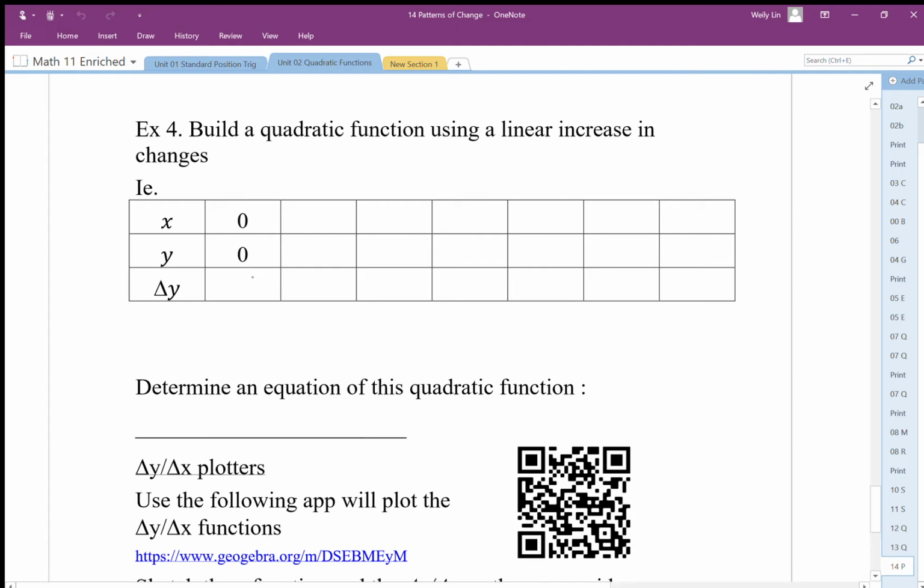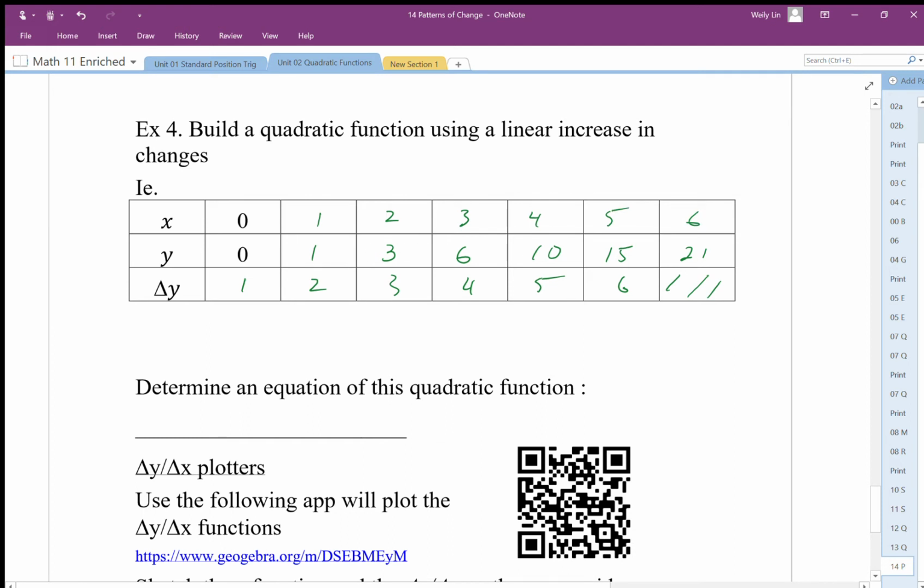So I'm just going to go 1, 2, 3, 4, 5, 6, 7. I want you to use something different, but I'm going to build my quadratic function this way. If the change in y is +1, I'm going to go 1, +2 is 3, +3 is 6, +4 is 10, +5 is 15, +6 is 21. We're not going to use that value here. So there are my changes, and I've built my y values, so we'll just go up by ones here: 2, 3, 4, 5, 6.